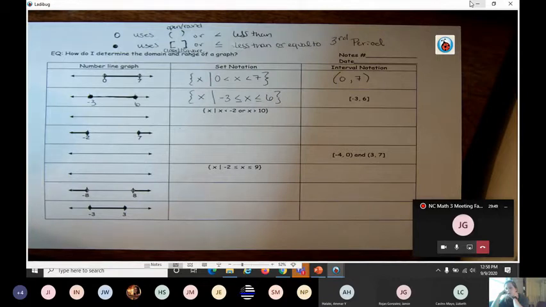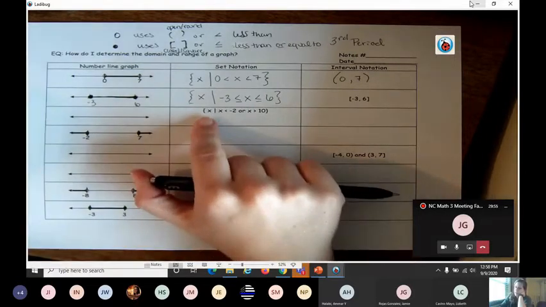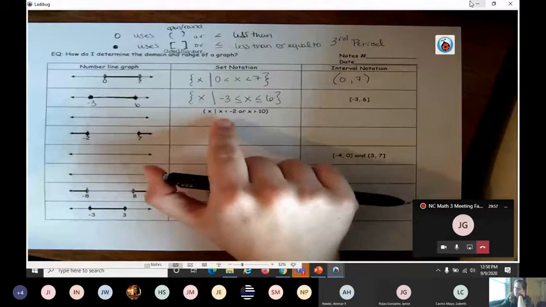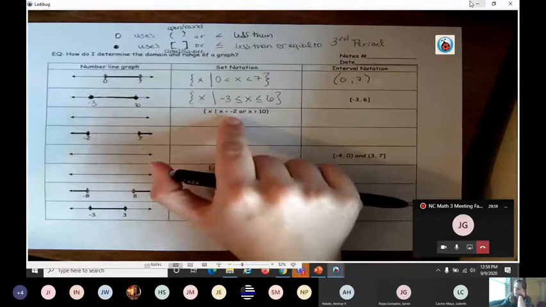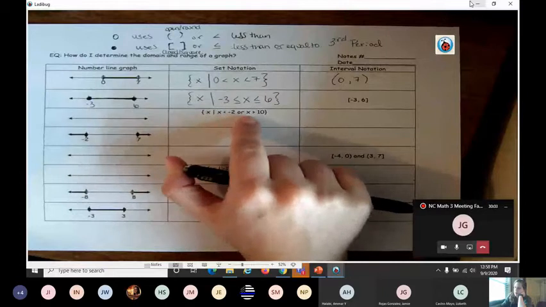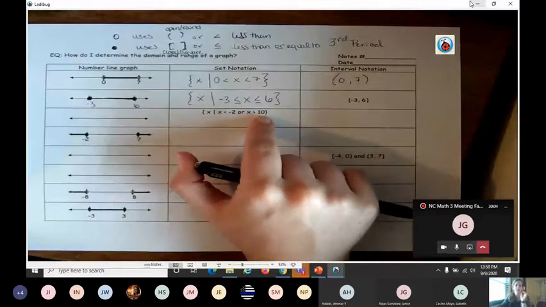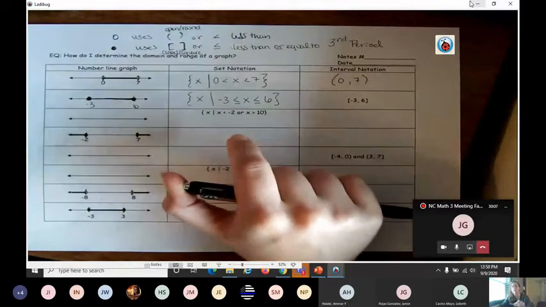Okay, so I've done the first two for you. I'm going to start calling on people now. So here we have X is such that X is less than -2, or X is greater than 10. So let's see.